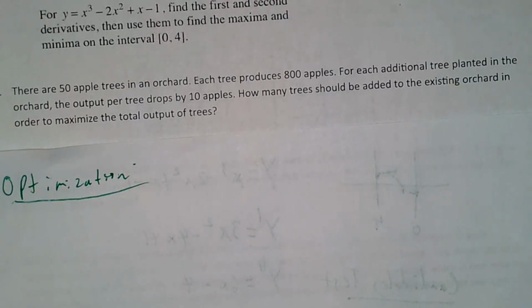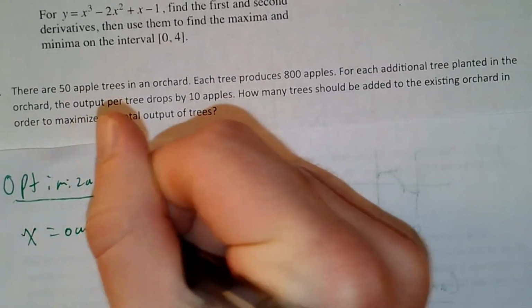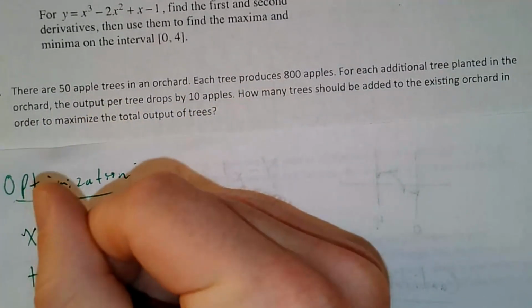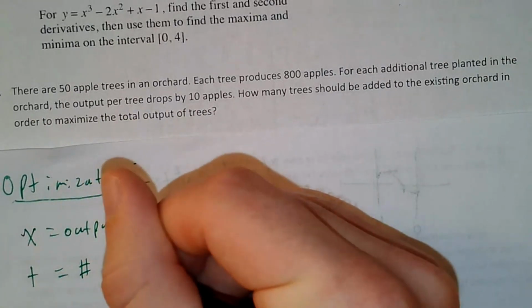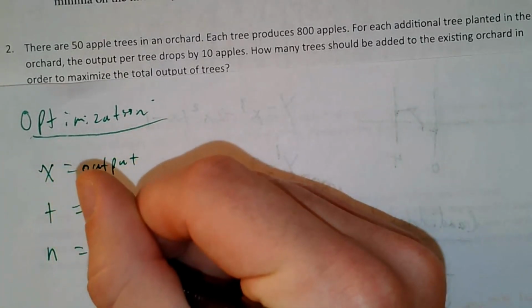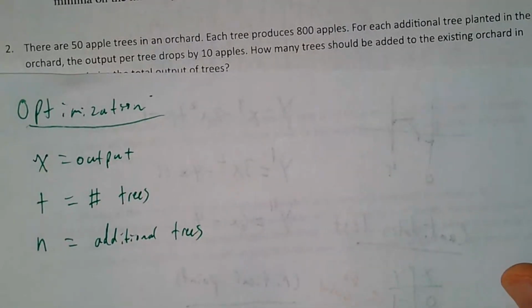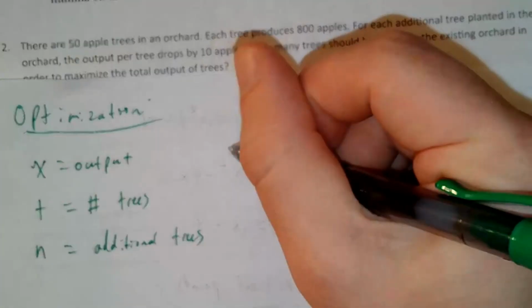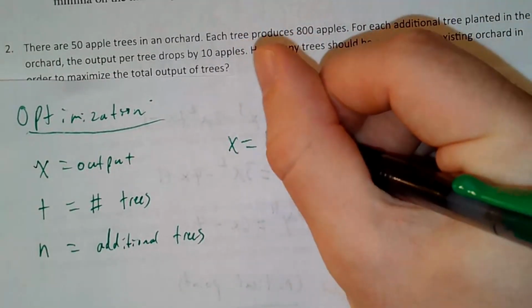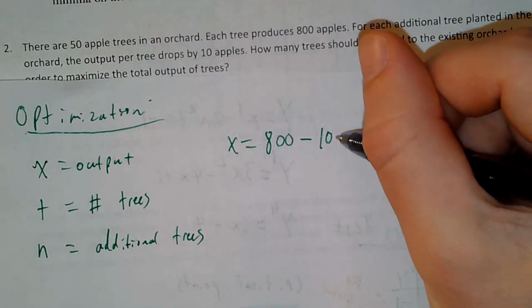So we have 2 variables, right? We have x, which is output, and then we have t, which is number of trees, and then I'm going to add another letter here, which is n, which is going to be additional trees. Okay, so I know that the output x is going to be 800, but we're going to have to subtract 10 for every additional tree.